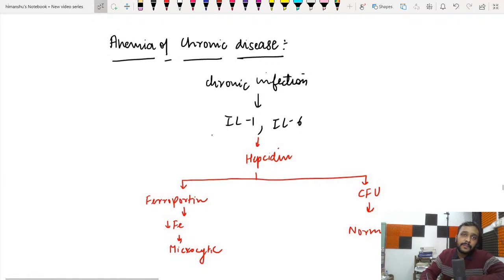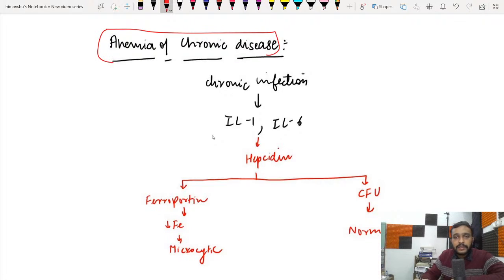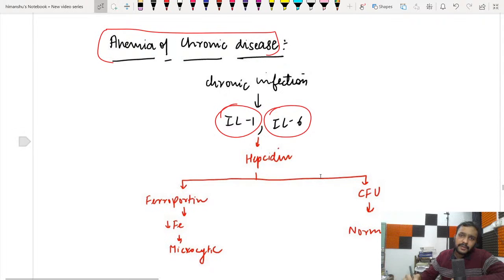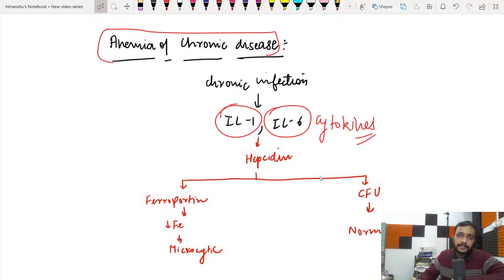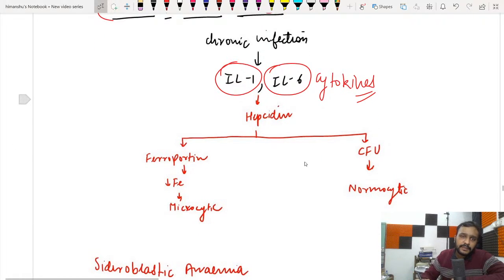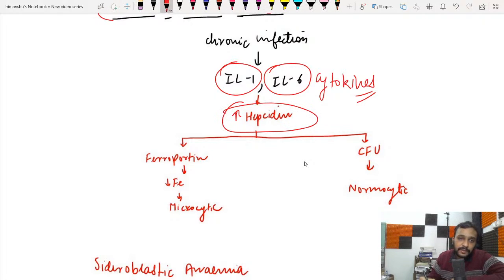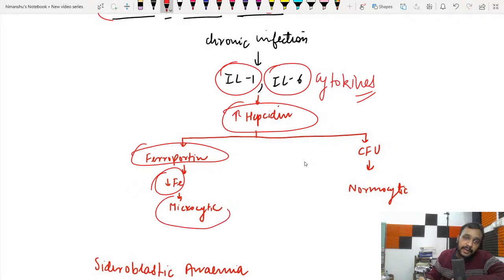Coming to anemia of chronic disease, we have already discussed IL-1 and IL-6. In chronic infection, these two cytokines are released, and they increase hepcidin formation, and this hepcidin inhibits ferroportin. There will be decreased iron within the blood, and it will result in microcytic hypochromic anemia.